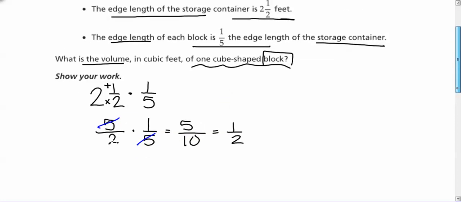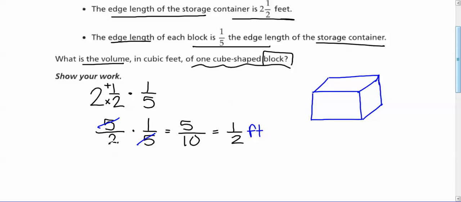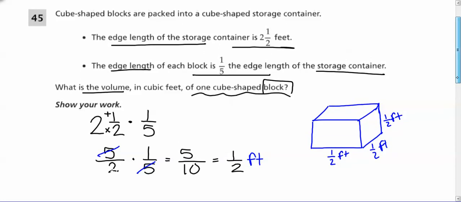So that means, I'm going to draw a cube. We have just discovered that this is 1/2 foot, and that this is 1/2 foot, and it's 1/2 foot tall. Alright, so we need to find the volume of one cube-shaped block. Now, I'm honestly surprised they're not asking how many of these cubes will fit into the storage container. I'm honestly shocked that they did not ask that. But instead, they want us to find the volume of one block.